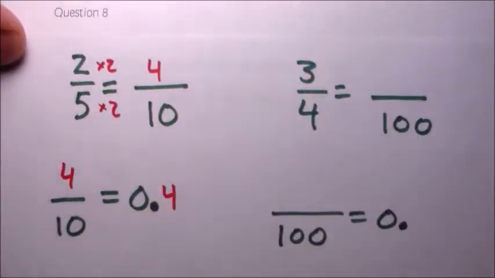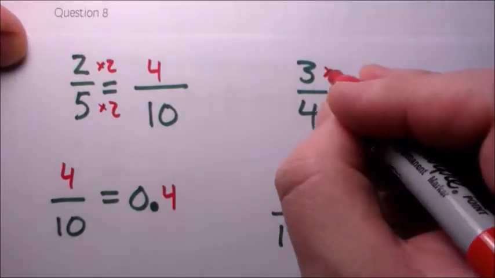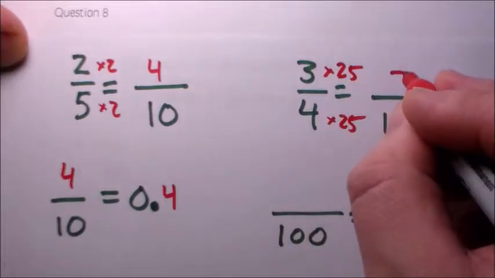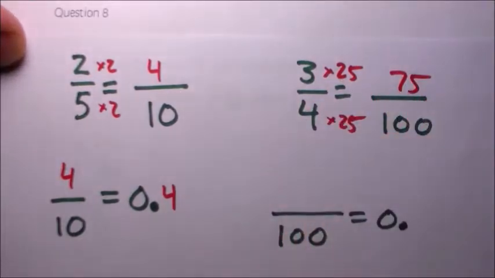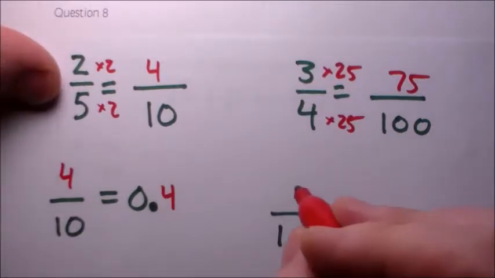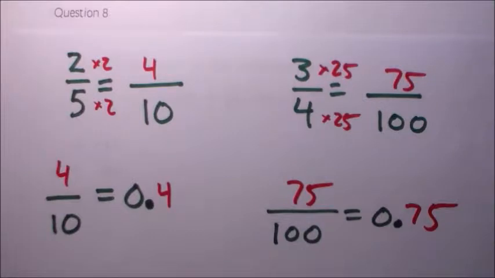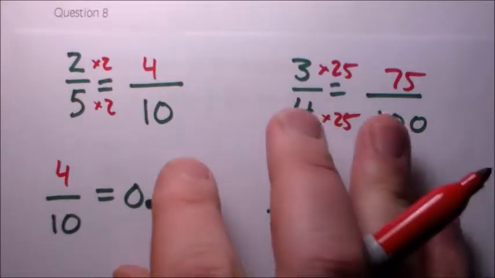Okay, 3/4. Well, 4 times 25 gets 100, so we'll multiply 3 times 25, because whatever we do to the bottom, we do to the top. And again, 75 over 100 equals 0.75, because this is hundredths, right? 4/10 is the tenths place, and 4/100ths is the hundredths place.